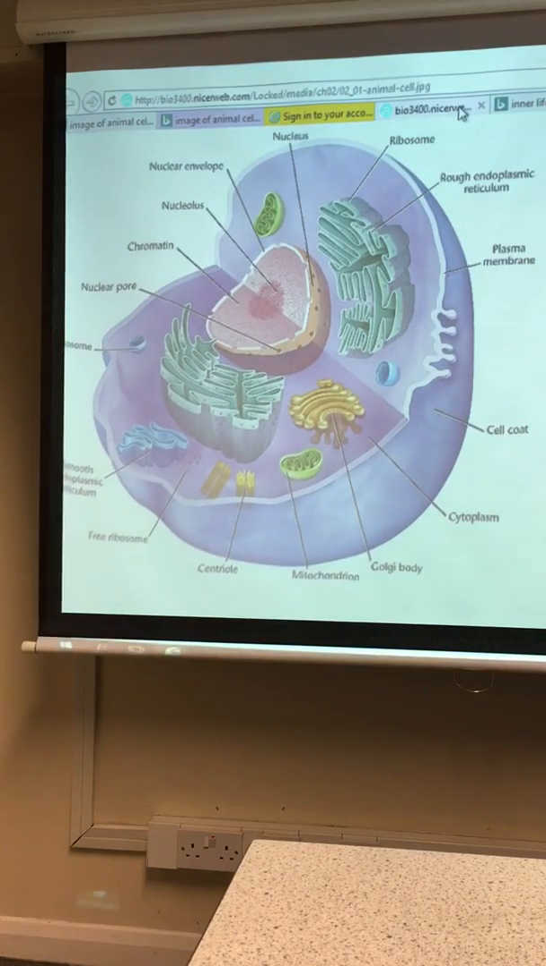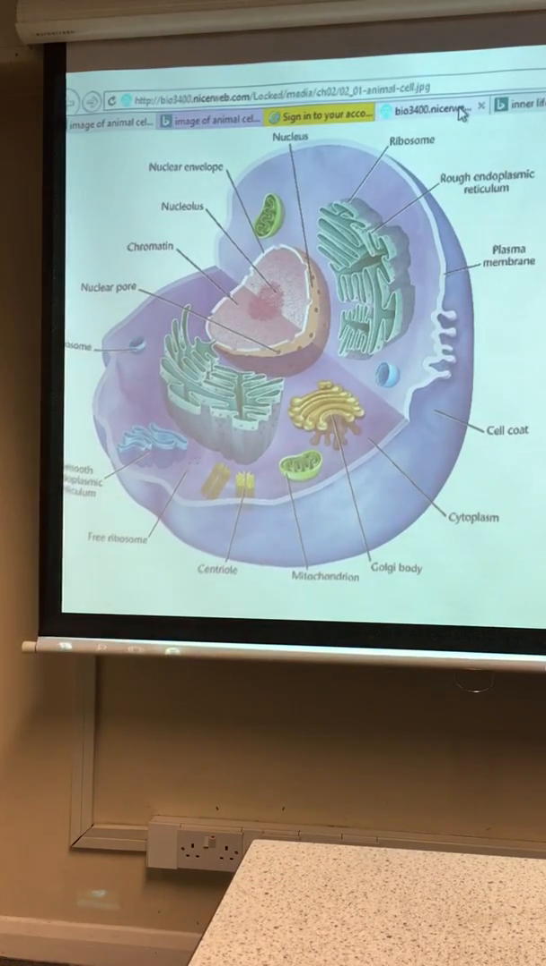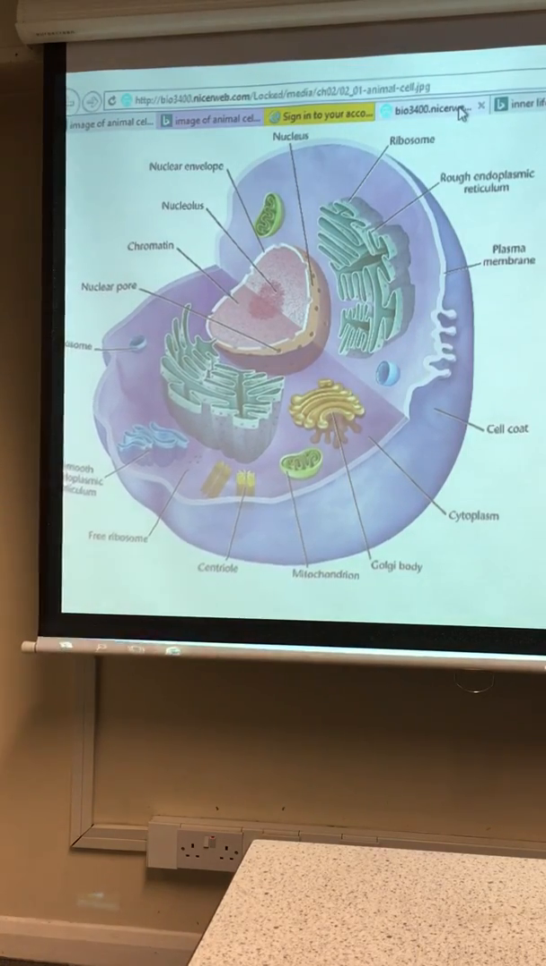This is a video and podcast about the cell and the way that the cell works. Now, the cell is the unit of life. This is an animal cell. You can tell it's an animal cell because it's got no cell wall and there's no real fixed shape to it.